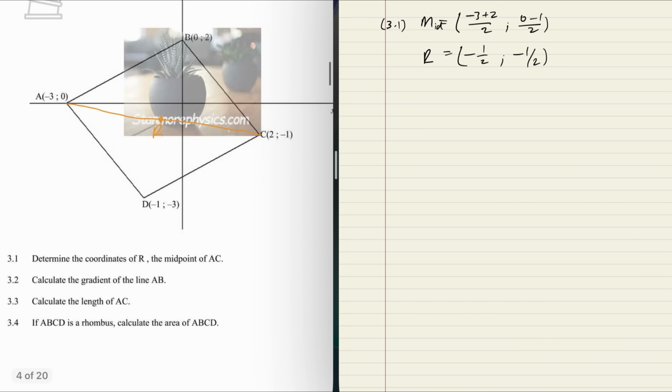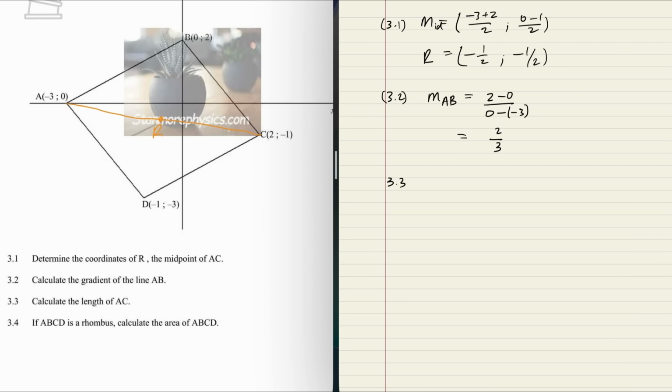Next, calculate the gradient of the line AB. So 3.2. To calculate the gradient of AB, we're going to say, well, y2 minus y1 over x2 minus x1. So I'm going to do 2 minus 0 divided by 0 minus 3. And that's going to equal 2 over 3.